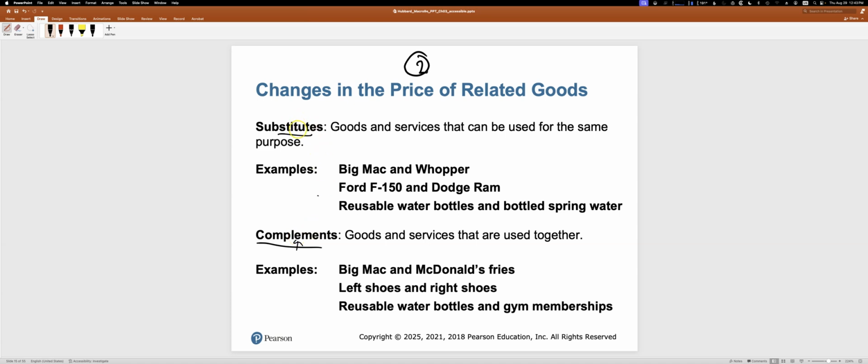So let's talk about substitutes, which would be pretty obvious, that you could buy one or the other, right? You could live with one or the other. Complements would be that they're used together. I get fries when I get a Big Mac. I buy a left shoe when I also have a right shoe. I go to the gym, I also need a reusable water bottle. Pencil and eraser, right? That'd be another example. Substitutes would be like oranges versus clementines. You could imagine using one or the other.